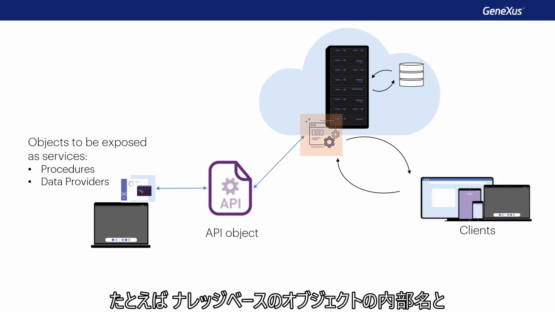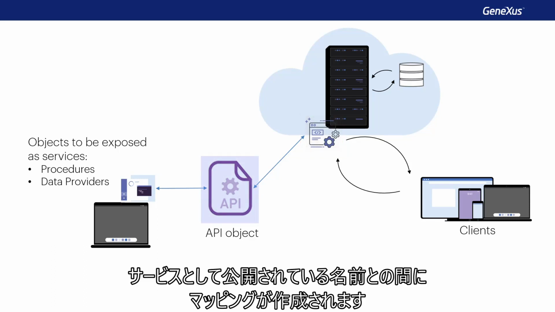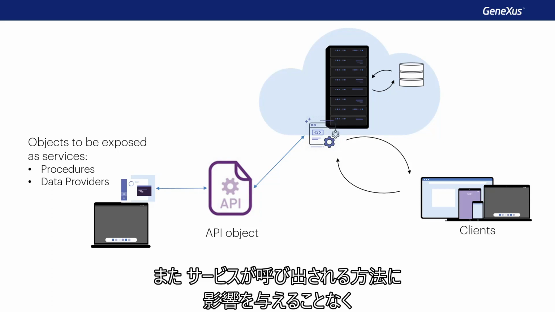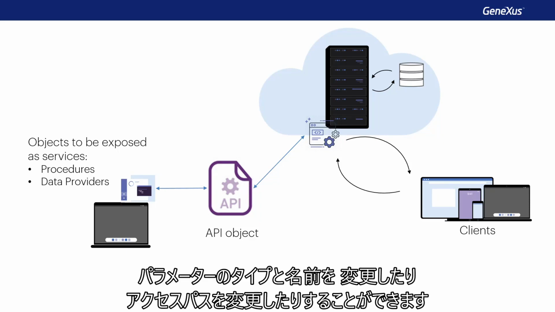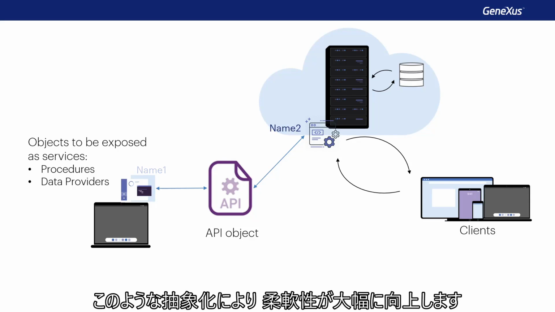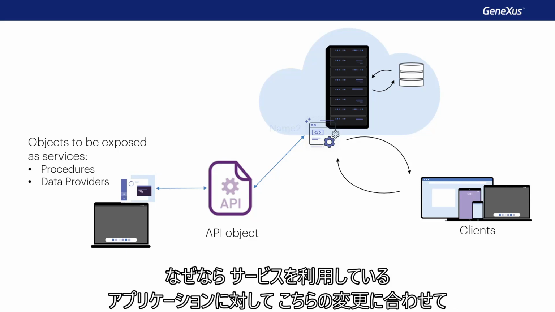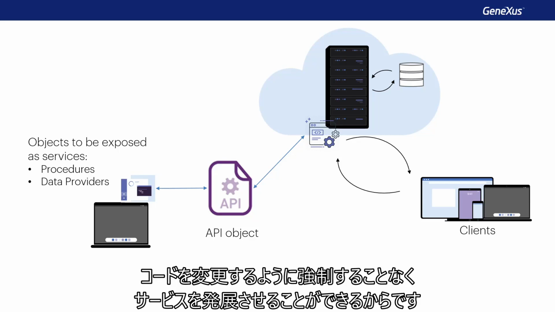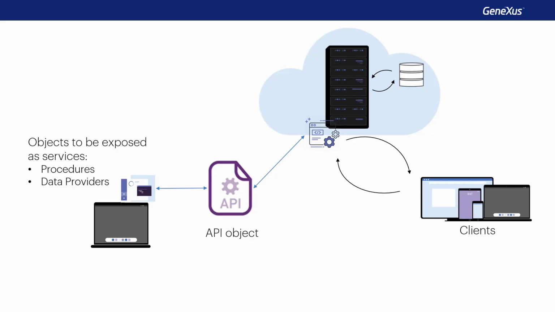For example, a mapping is made between the internal name of the object in the KB and the name with which it's exposed as a service. Also, you can change the type and name of the parameters, or change the access path, without this affecting the way the service is invoked. This abstraction provides significant flexibility because we can evolve our services without forcing the applications that use them to change their code to accommodate these changes.